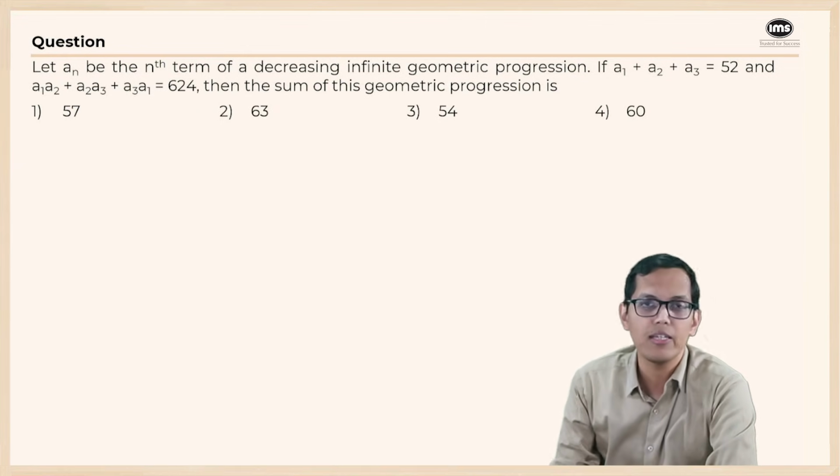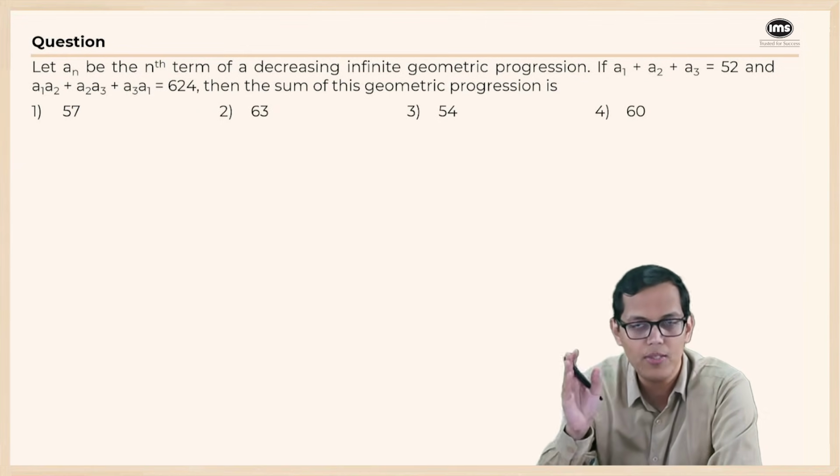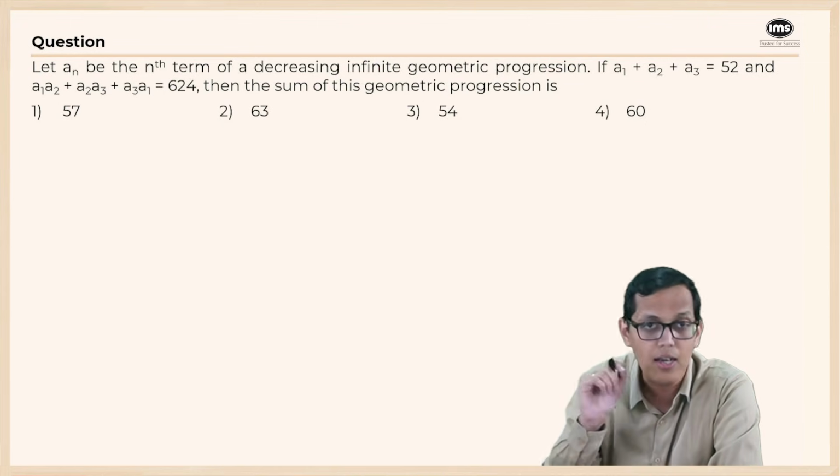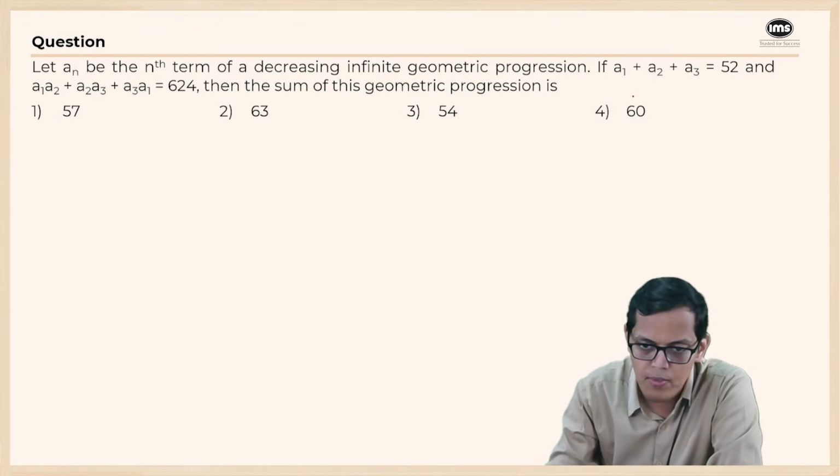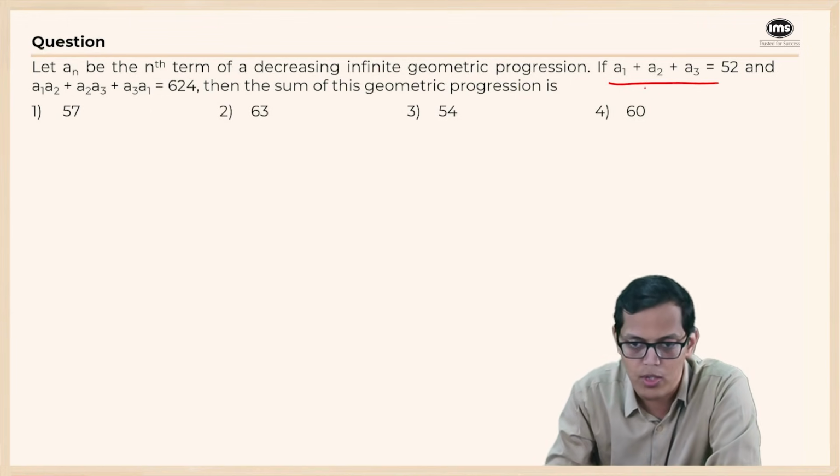I'll start in a very traditional way. The first term can be assumed as A. The common ratio can be taken as R. That should make A2 = A into R and A3 = A into R square. So let me put it in the language of A and R only.